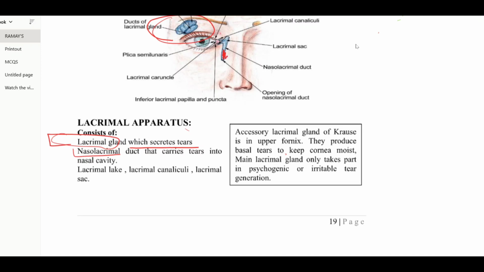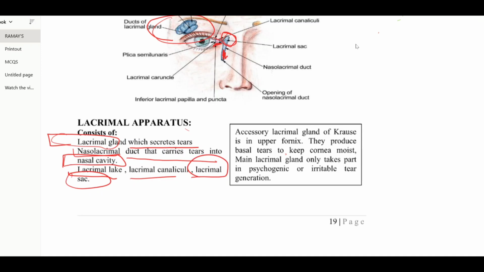The lacrimal apparatus also consists of lacrimal canaliculi. These are present here. These are the canaliculi, and this small structure present here is the lacrimal sac. So these ducts carry the tears into the nasal cavity. There are also lacrimal canaliculi and the lacrimal sac I have mentioned already.